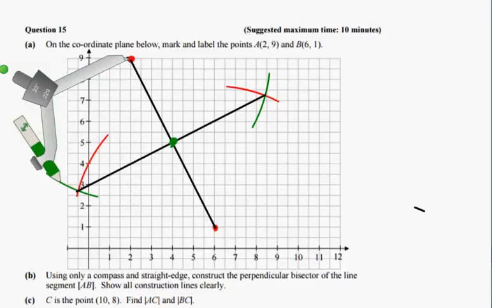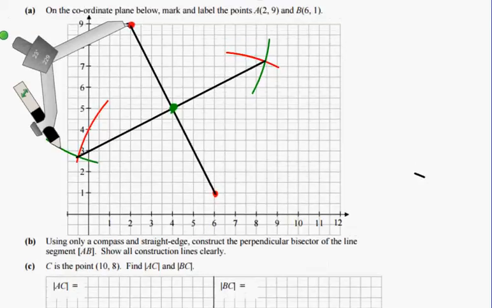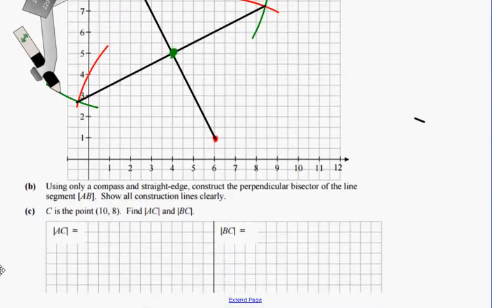Okay, so done. C is the point 10, 8. Where's 10, 8? 10, 8 is located there. Are we happy enough with that? Now, find the distance of A to C and B to C.